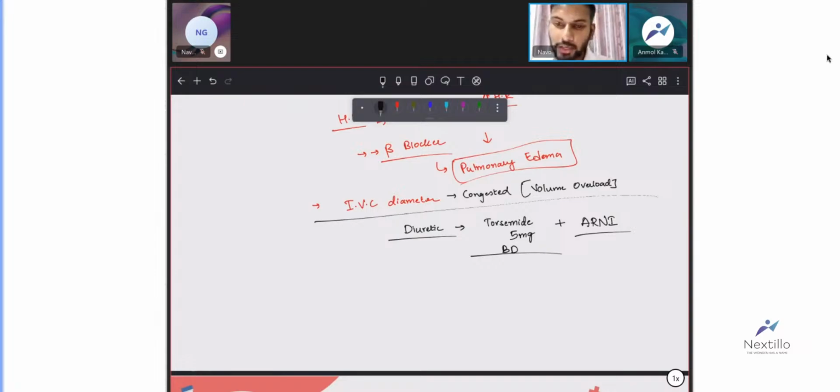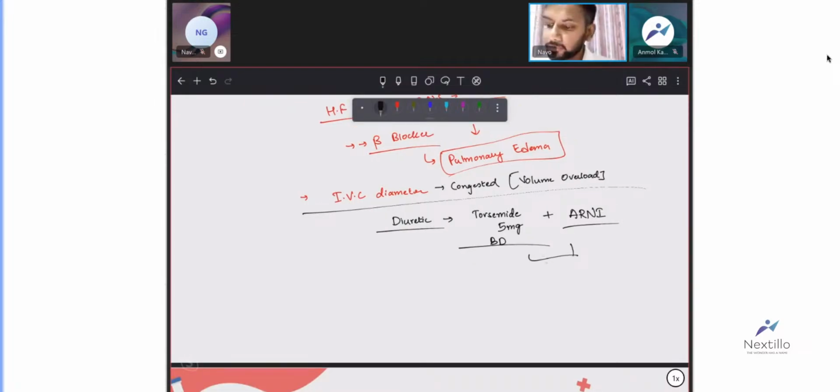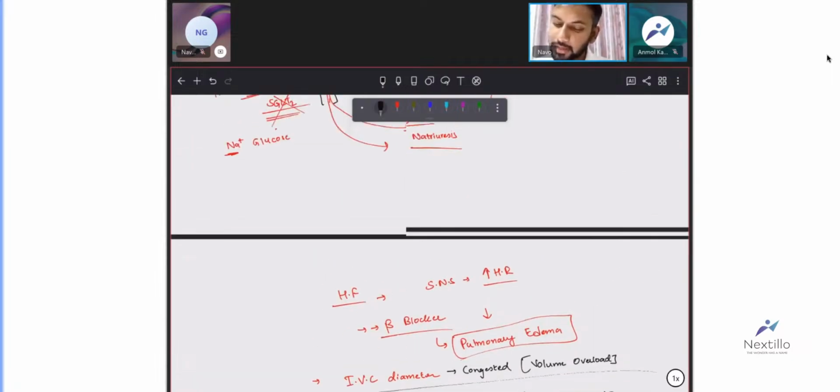because we are not able to use a beta blocker when there is volume overload. Now, you give this for 7 days and look at the IVC diameter. If the IVC diameter becomes normal, that means the patient is euvolemic. The volume congestion has decreased, volume overload has decreased. Once the volume overload is decreased, you can give a beta blocker. Then you can add him on spironolactone. And finally, you add him on what? What else is left? SGLT2 inhibitor.